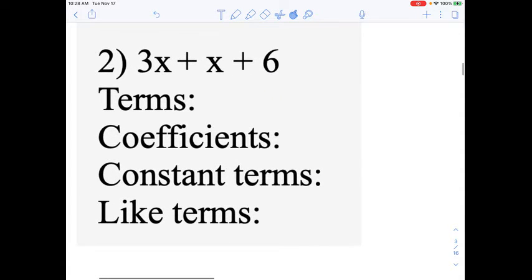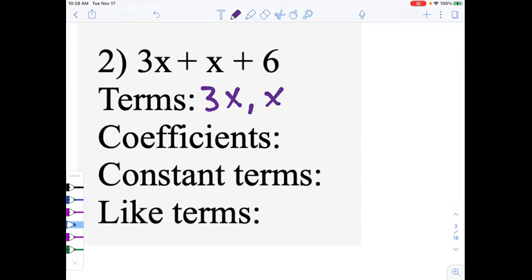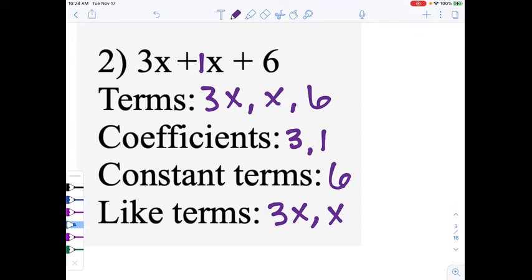Okay, let's try one more. 3x plus x plus 6. So again, the terms are all of the pieces. So we have 3x, x, and 6 with a comma in between. Coefficients are the numbers before the variables. So we have 3, and then there's really like an invisible 1 before that x, so we don't want to forget about that. Constants, just the numbers by themselves, so we have 6. And then like terms are terms we can combine. 3x and x are both the same variable, so they can both be combined.